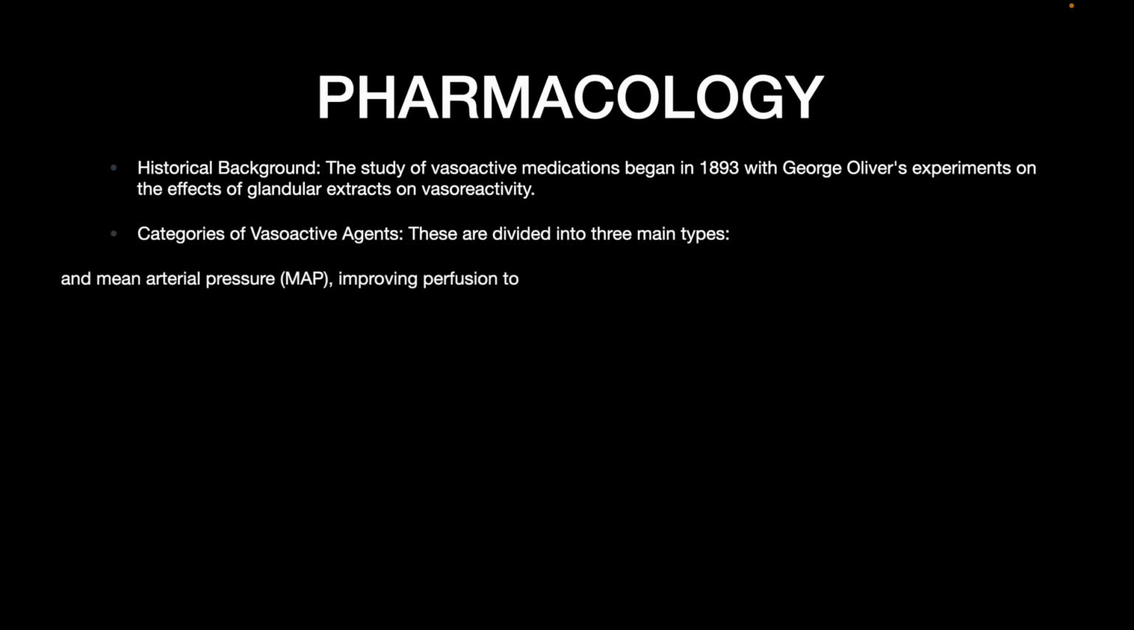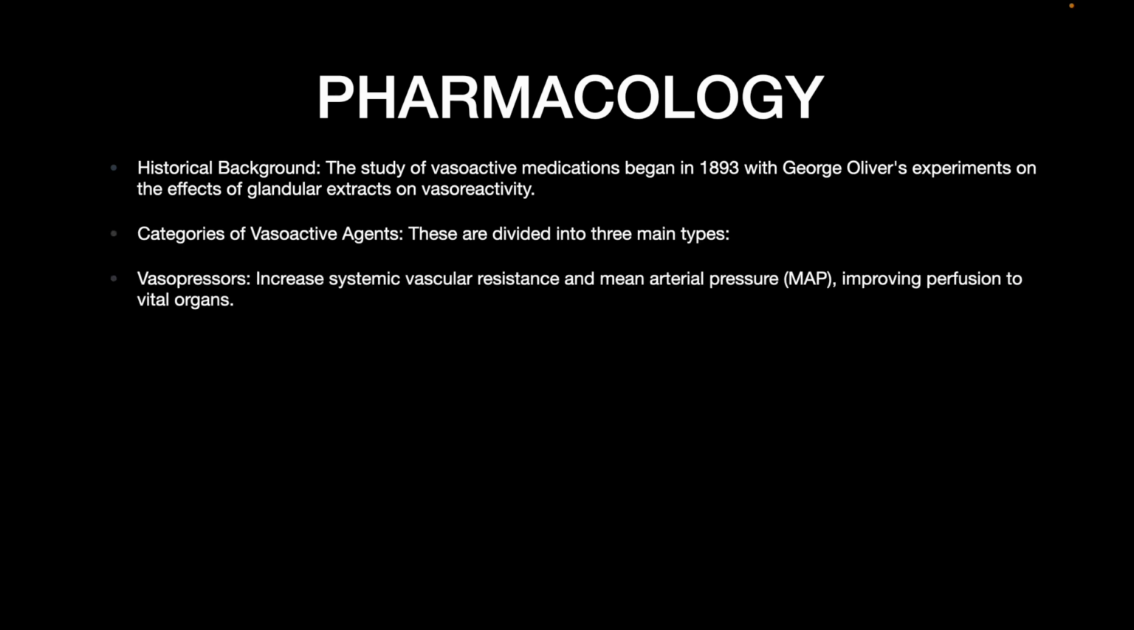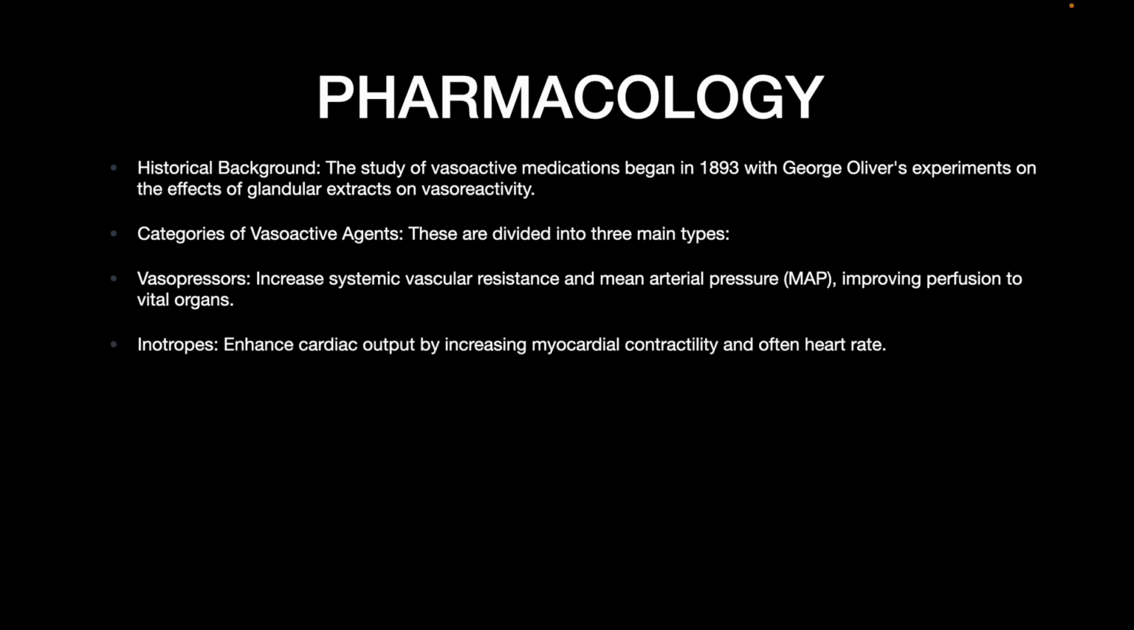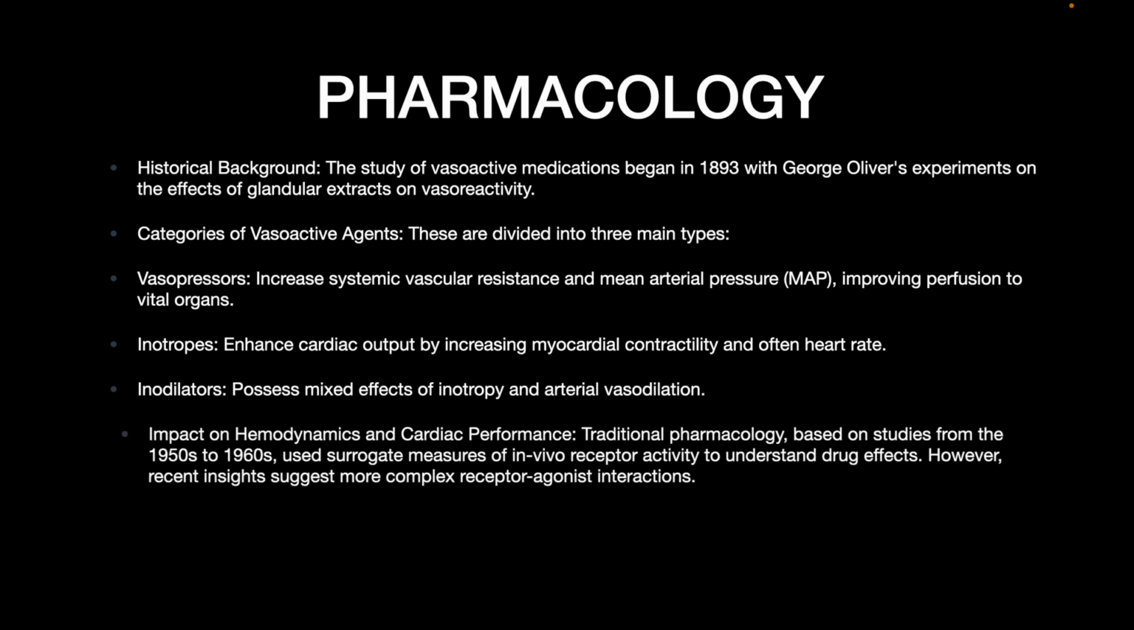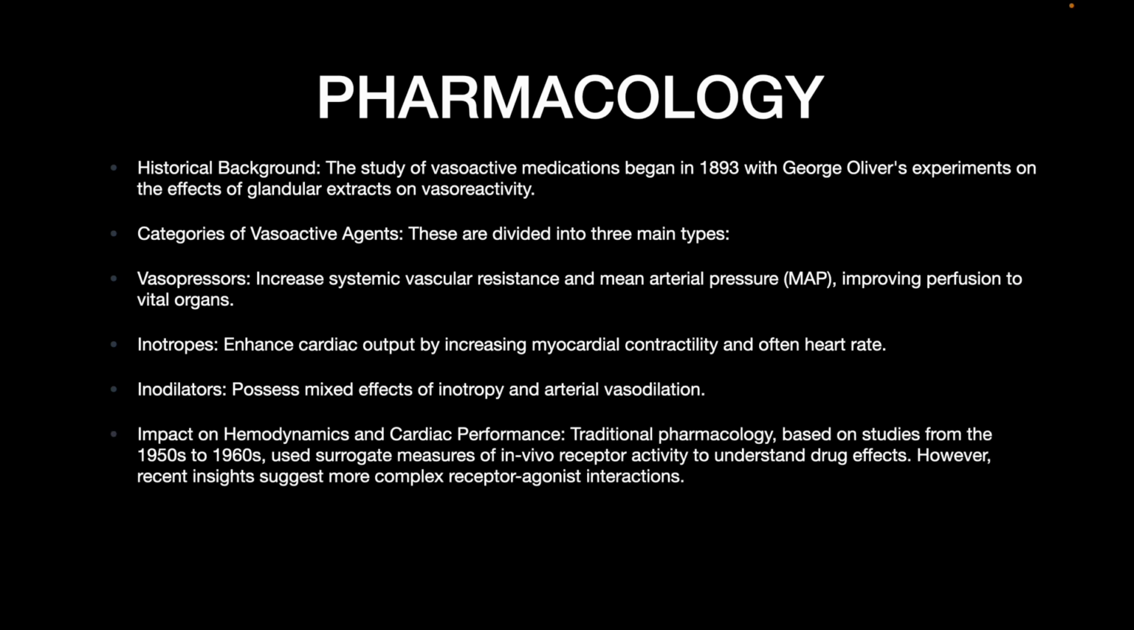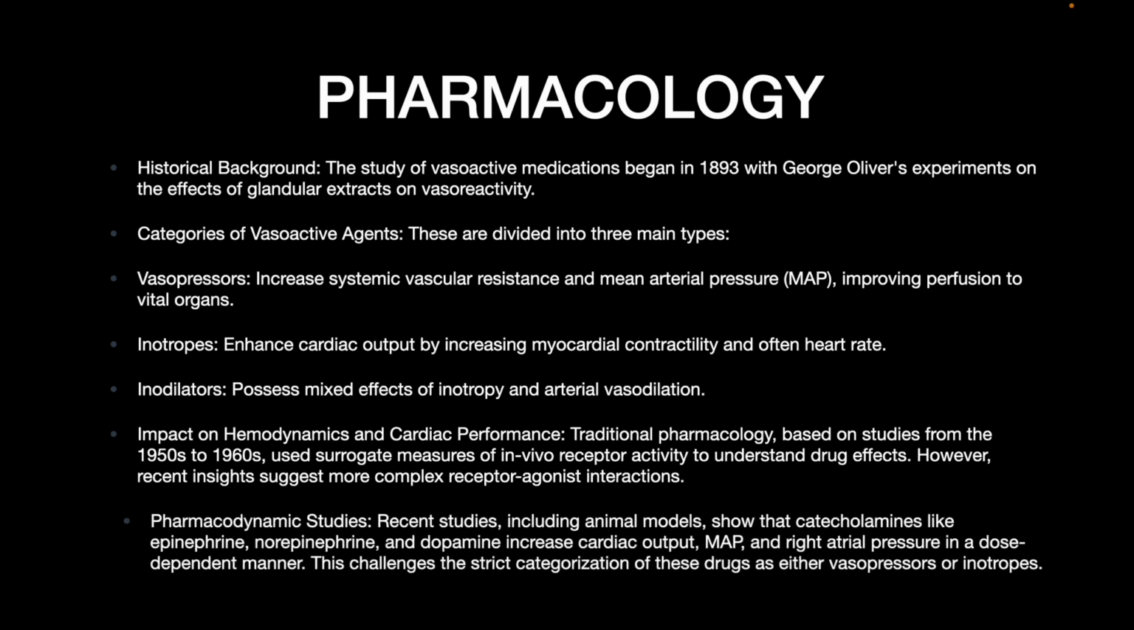They were divided into three main categories: the vasopressors, which increase the systemic vascular resistance and the mean arterial pressure; the inotropes, which improve the cardiac output and the contractility; and the inodilators, which have a mixed response of inotropy as well as arterial vasodilation. Now, the impact on hemodynamics was quite well studied in the 50s and the 60s, where in vivo studies were done and they found exactly which drug does what, and various receptors and their interactions were noted.